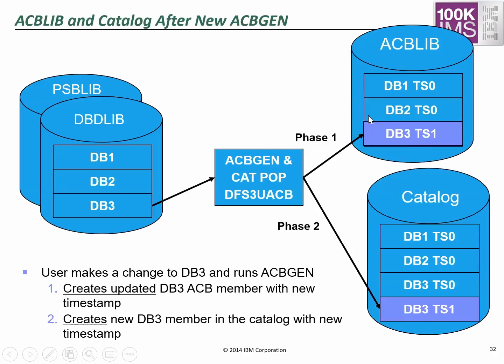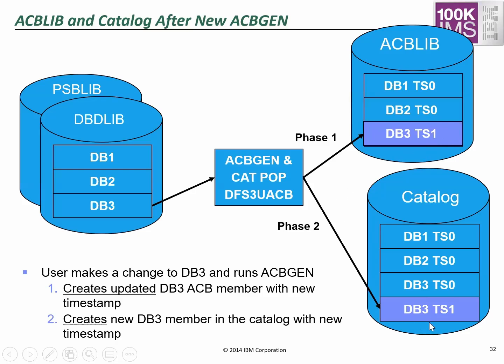Okay. Right. So when you gen database 1, we added it to the ACB library and it has a timestamp 0. And we added it to the catalog, it has a timestamp 0. When you gen database 2, we added it to the ACB library, it has a timestamp 0, and in the catalog it is a timestamp 0. For database 3, when we genned it, we added it to the ACB library and we added it to the catalog with timestamp 0, right? But later on, when you make another change to database 3 and you use the DFS3UACB to do an ACB gen, we'll add that to the ACB library and we'll add the new version of database 3 with a new timestamp 1, right? We'll replace the old timestamp in the ACB library.